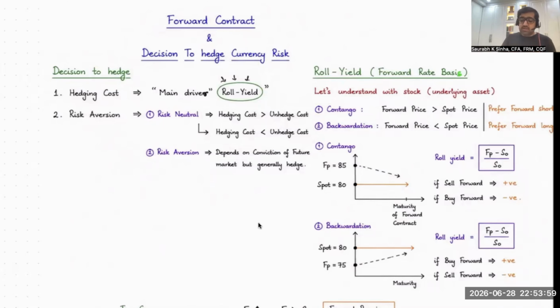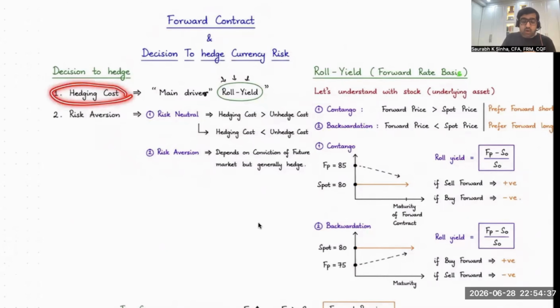However, the risk averse person is a dicey person. He would be in a confused state. And for that, we'll see when a risk averse person will decide whether he has to hedge or not. Yes, it depends upon the conviction of the future prediction, but still it depends upon the risk aversion level. Okay, so first of all, risk aversion is something which we have discussed a lot in the portfolio management space. So we all understand what risk aversion is, but we have to understand what hedging cost is.